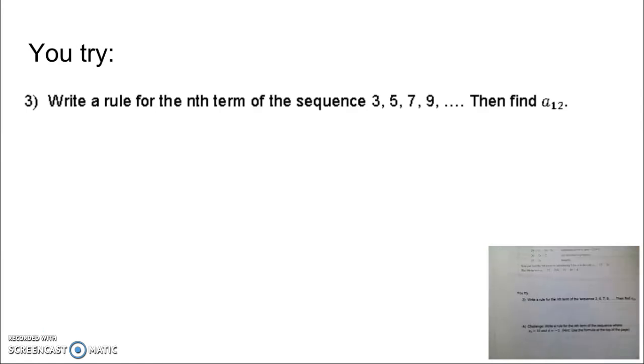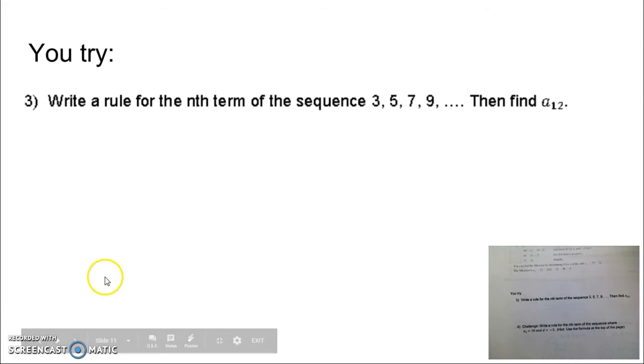So your turn to try now. Write a rule for the nth term of the sequence 3, 5, 7, 9, and then find term number 12. Go ahead and give that a try. Pause the video, check your work.